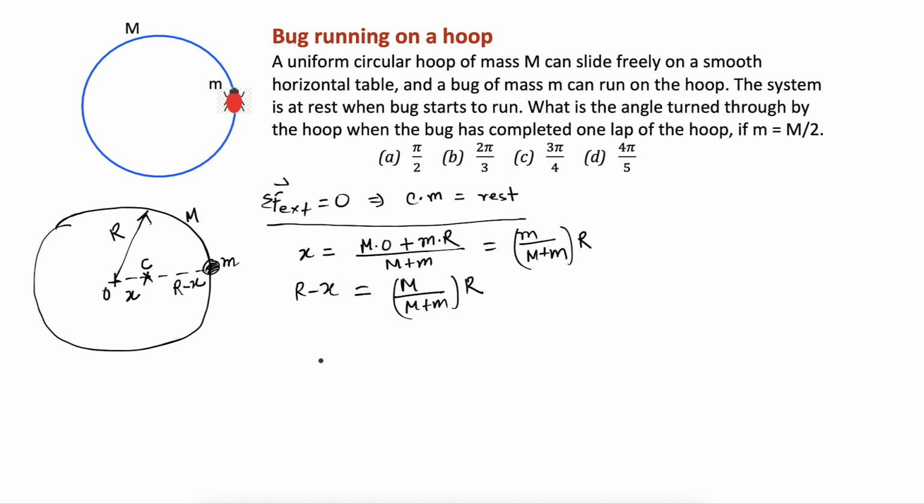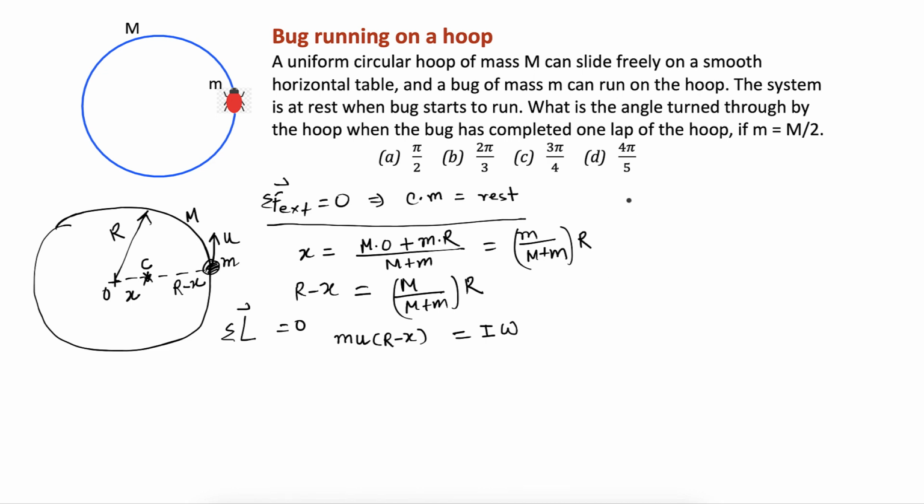And if this is there, then it's very simple to write the equation from the conservation of angular momentum. So angular momentum is conserved, which means that if the bug is moving with velocity u, then m u (r minus x), which is about this point C, should be equal to I omega.